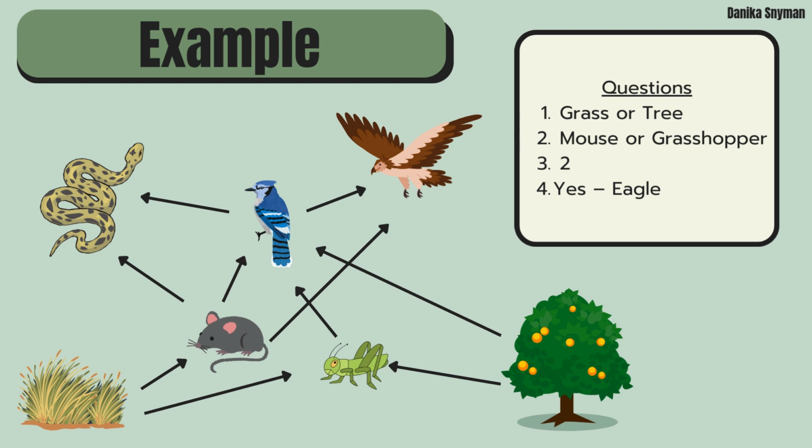Birds eat grasshoppers or mice, and then the snake eats the mouse or the bird. So secondary consumers eat primary consumers, and our primary consumers are the mouse and the grasshopper because the arrows point directly to them. Okay, are there any tertiary consumers? Yes, the eagle. The eagle eats the bird or the snake. Both are secondary consumers.